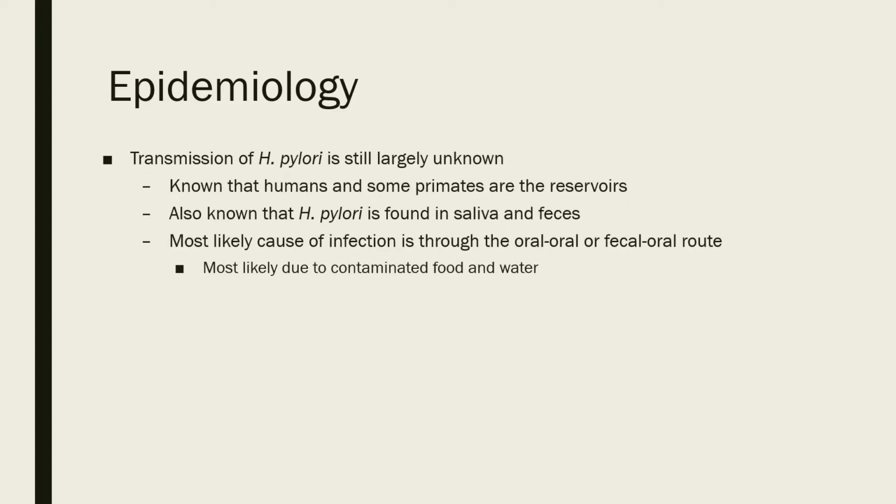The epidemiology of peptic ulcer disease. The transmission of H. pylori is still largely unknown. It is known that humans and some primates are the reservoirs, and it's also known that H. pylori is found in saliva and in feces. So the most likely cause of infection is through the oral route or the fecal-oral route, mainly due to contaminated food and water.